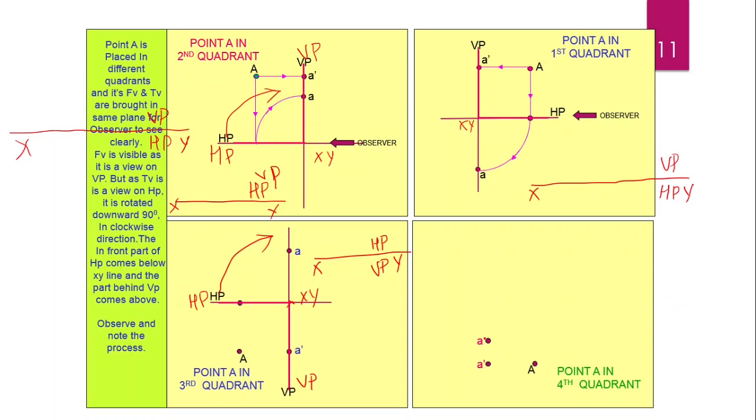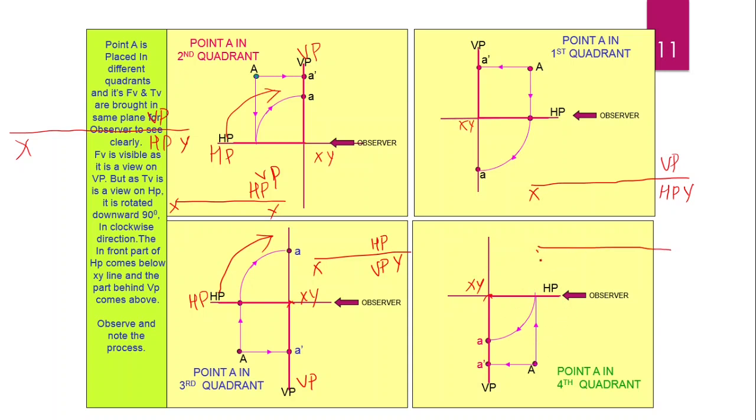And finally in fourth quadrant, here we can say that if this point A is lying in fourth quadrant and we rotate this HP 90 degrees in clockwise direction, then this particular point is XY. Then we can represent this fourth quadrant as XY line. Both HP and VP are below XY line.